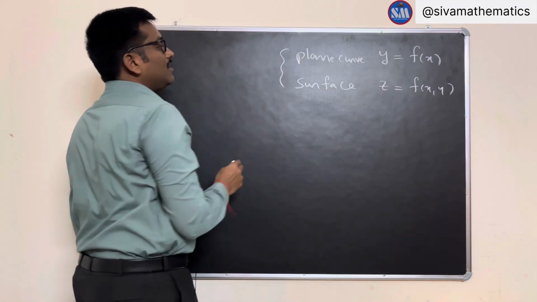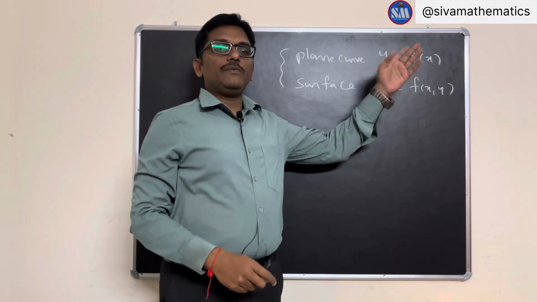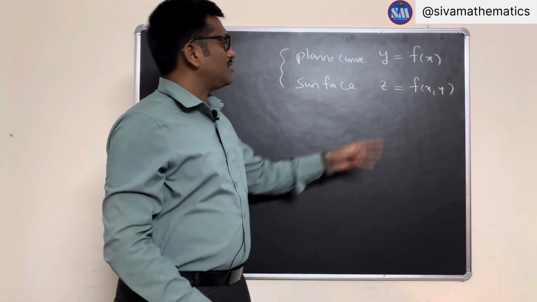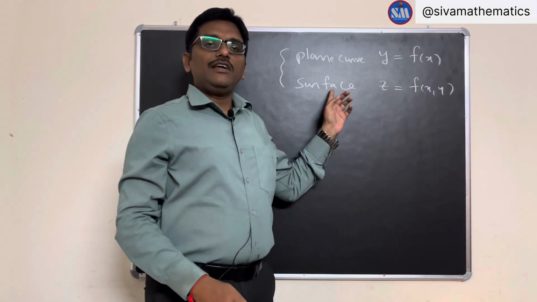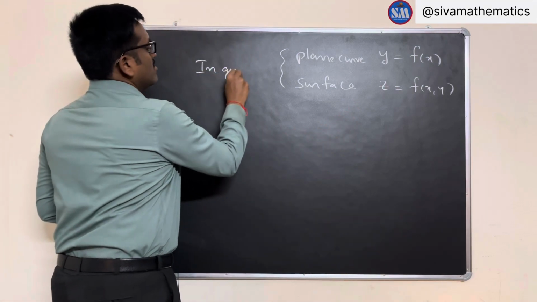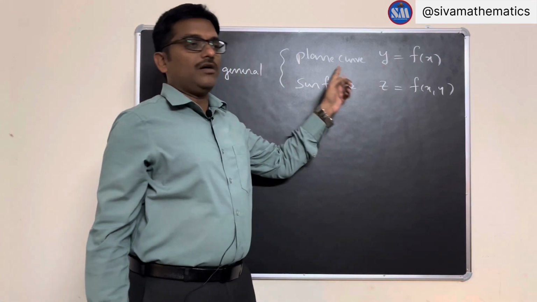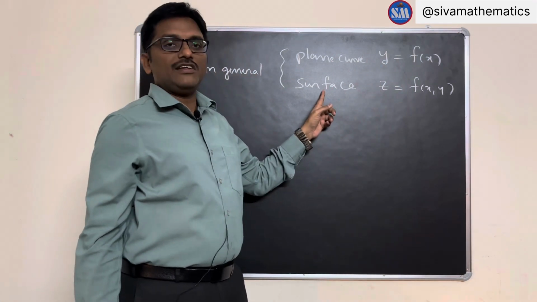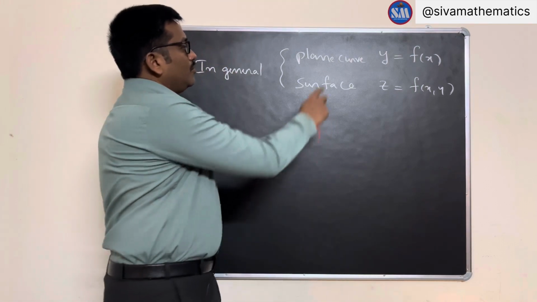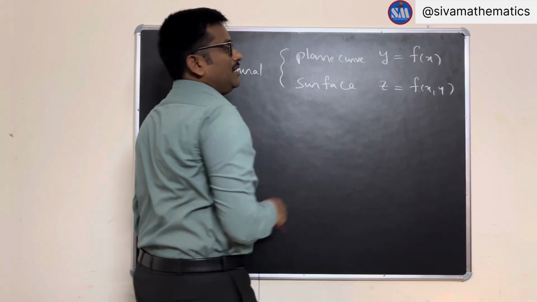Here it depends on the context. Sometimes a function of a single variable may represent linear density. Sometimes a function of two variables represents heat. So in general, a function of a single variable represents a plane curve. A function of two variables represents a surface. Here, if you observe, we have one independent variable and one dependent variable.